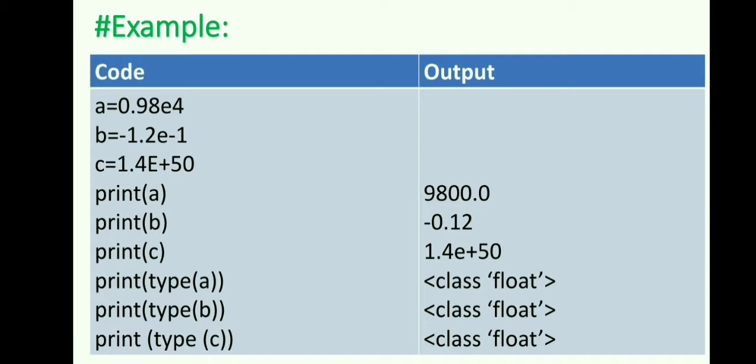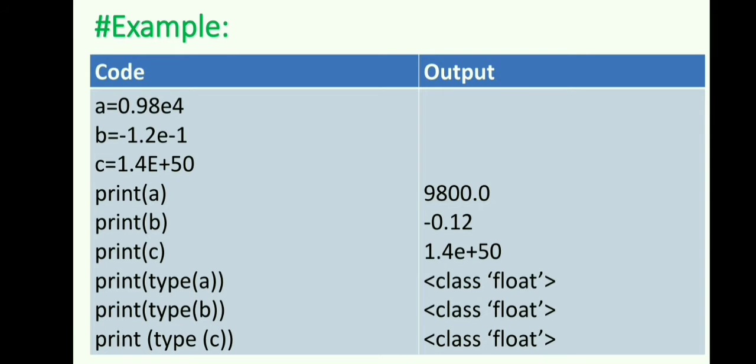The following print statement, print a, will display the floating point number 9800.0. Similarly, the next print statement, print b, will display the floating point number -0.12. The following print statement, print c, will display the floating point number 1.4e+50. We can get the data type of an object by using the built-in function type in Python. The last three print statements will display the data types of the variables a, b and c respectively. Here the data types are float.